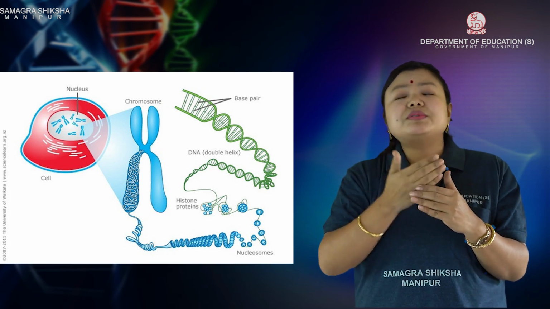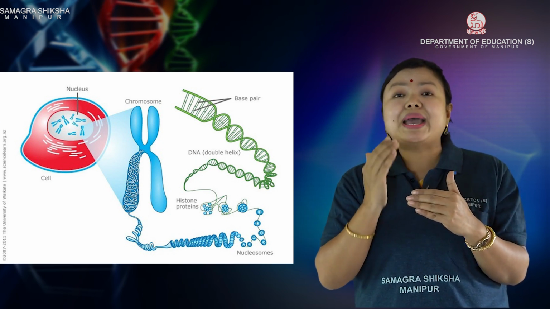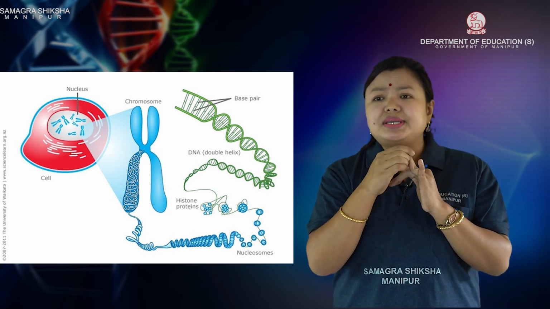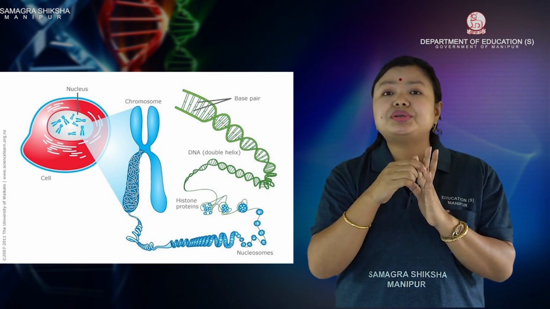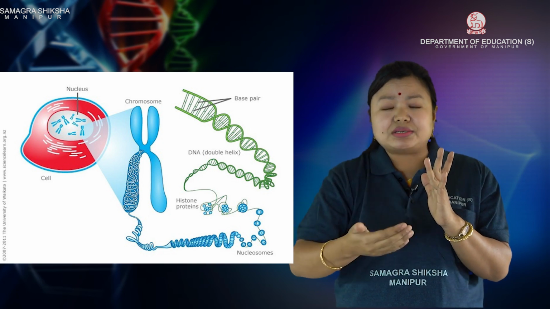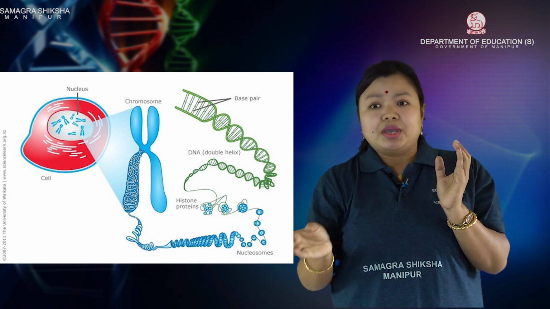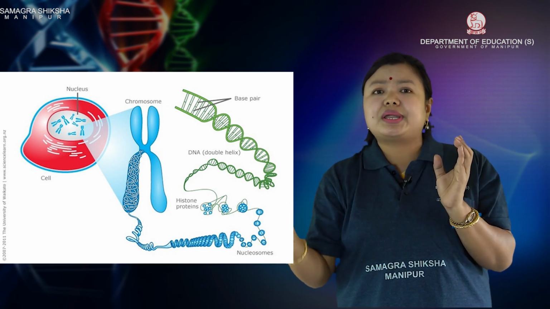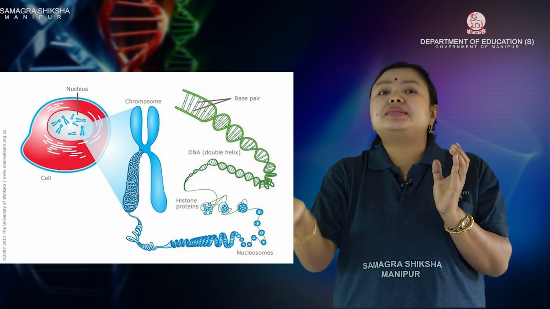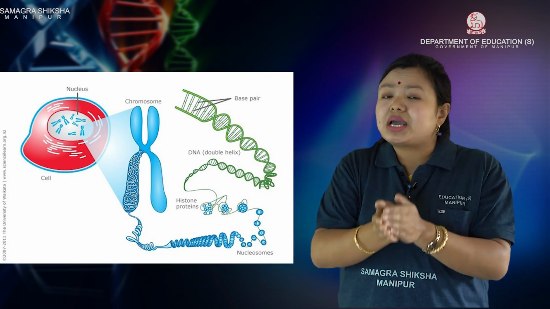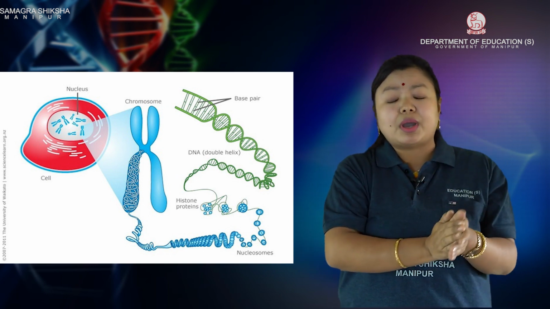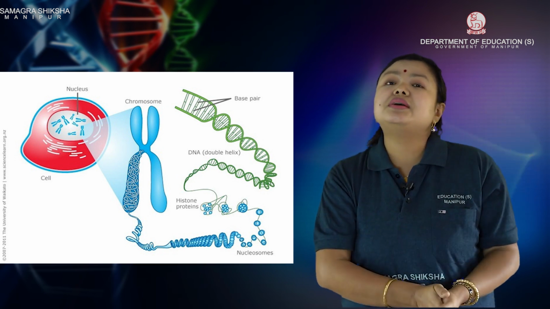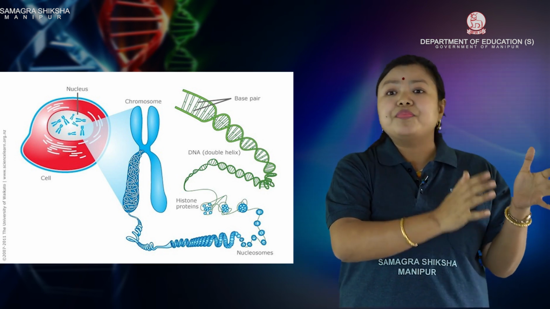Okay. Then again, chromosomes are mainly composed of DNA and proteins. Then again, DNA contains what? DNA contains the information for the inheritance of features from parents to the offspring. DNA is inside the chromosome, chromosome is inside the nucleus, and the nucleus is again inside the cell.